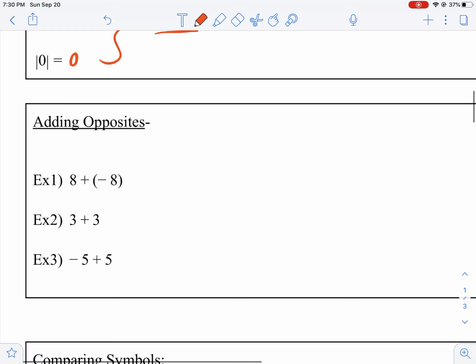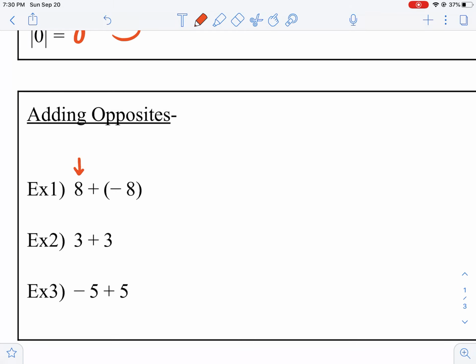So when we add opposites, meaning here we have 8, and we are adding it with its opposite, -8. Anytime we add opposites, our answer is 0.